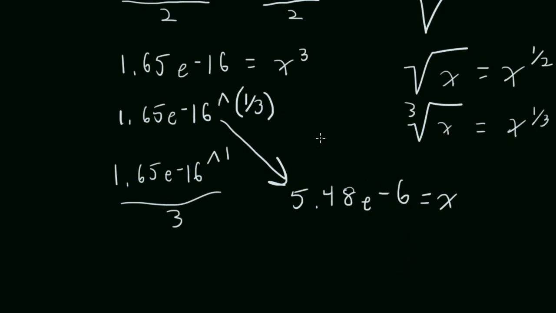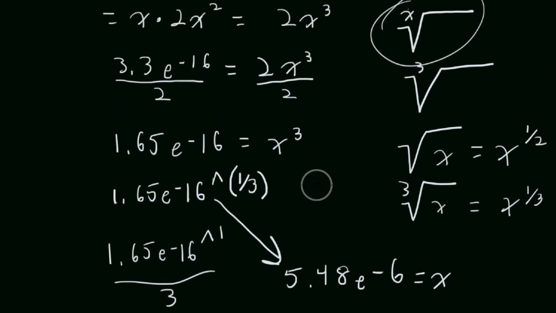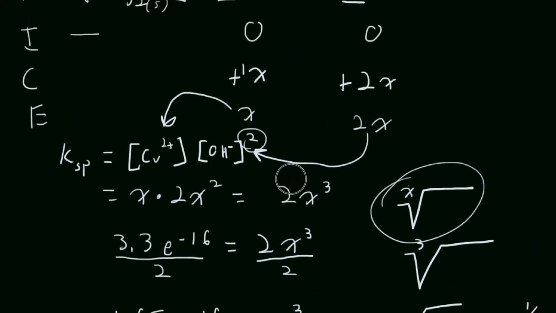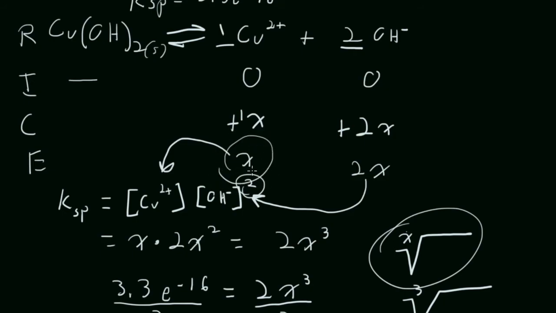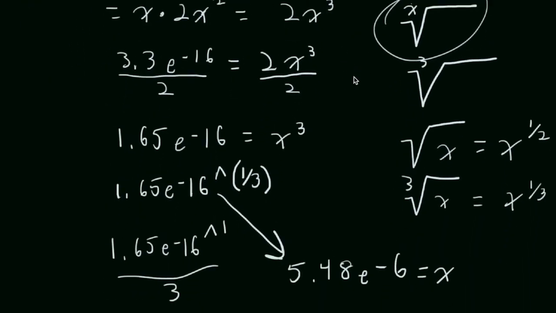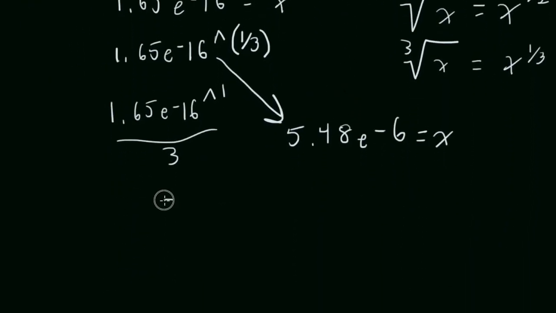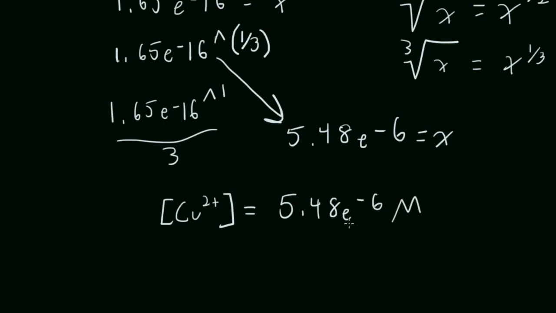Now, we're not quite done. These can be challenging problems, but we're not quite done. We now have the value of x, and we saw here that for the copper 2 plus ion, my equilibrium concentration was X. So the concentration of copper, Cu2 plus, is equal to 5.48 E negative 6. Totally fine. That's going to be molar, by the way.